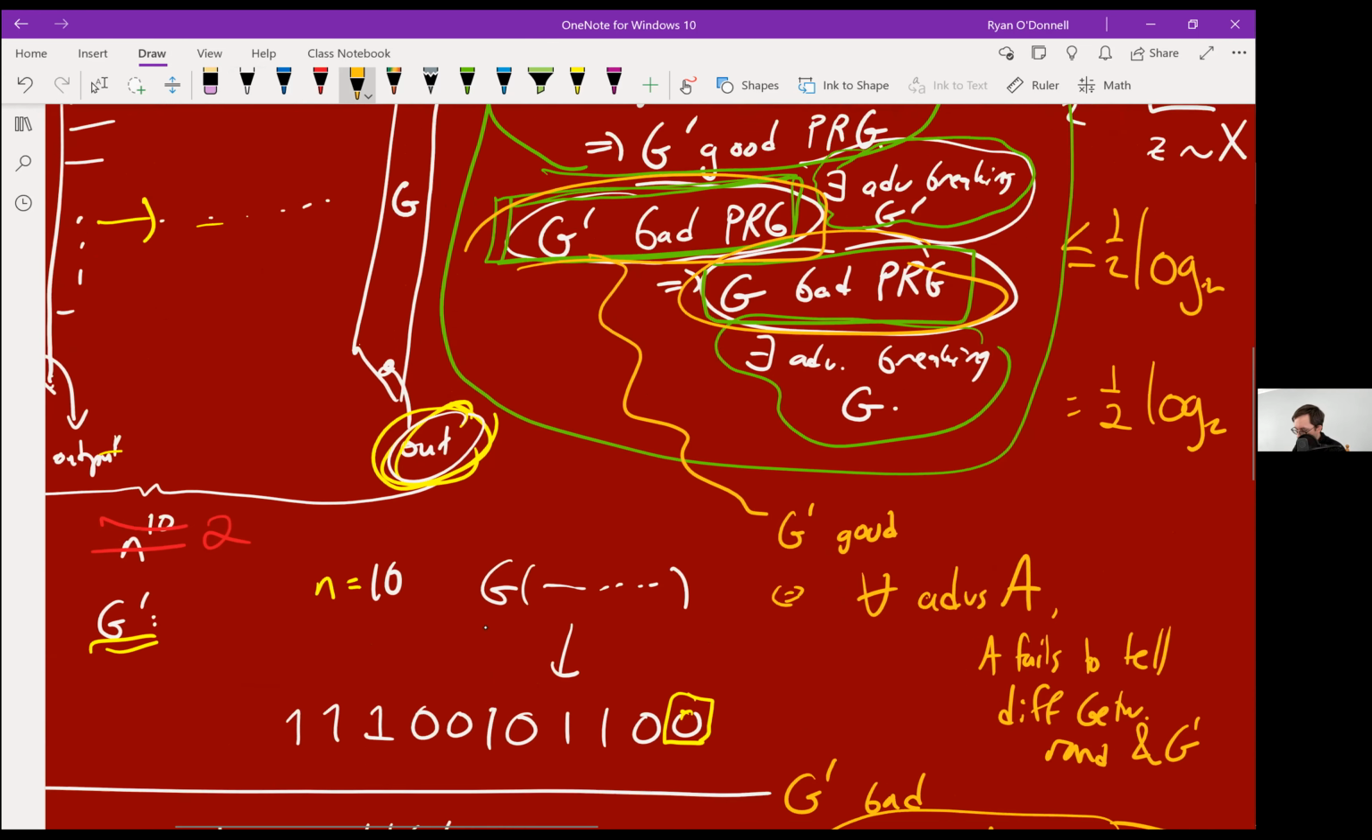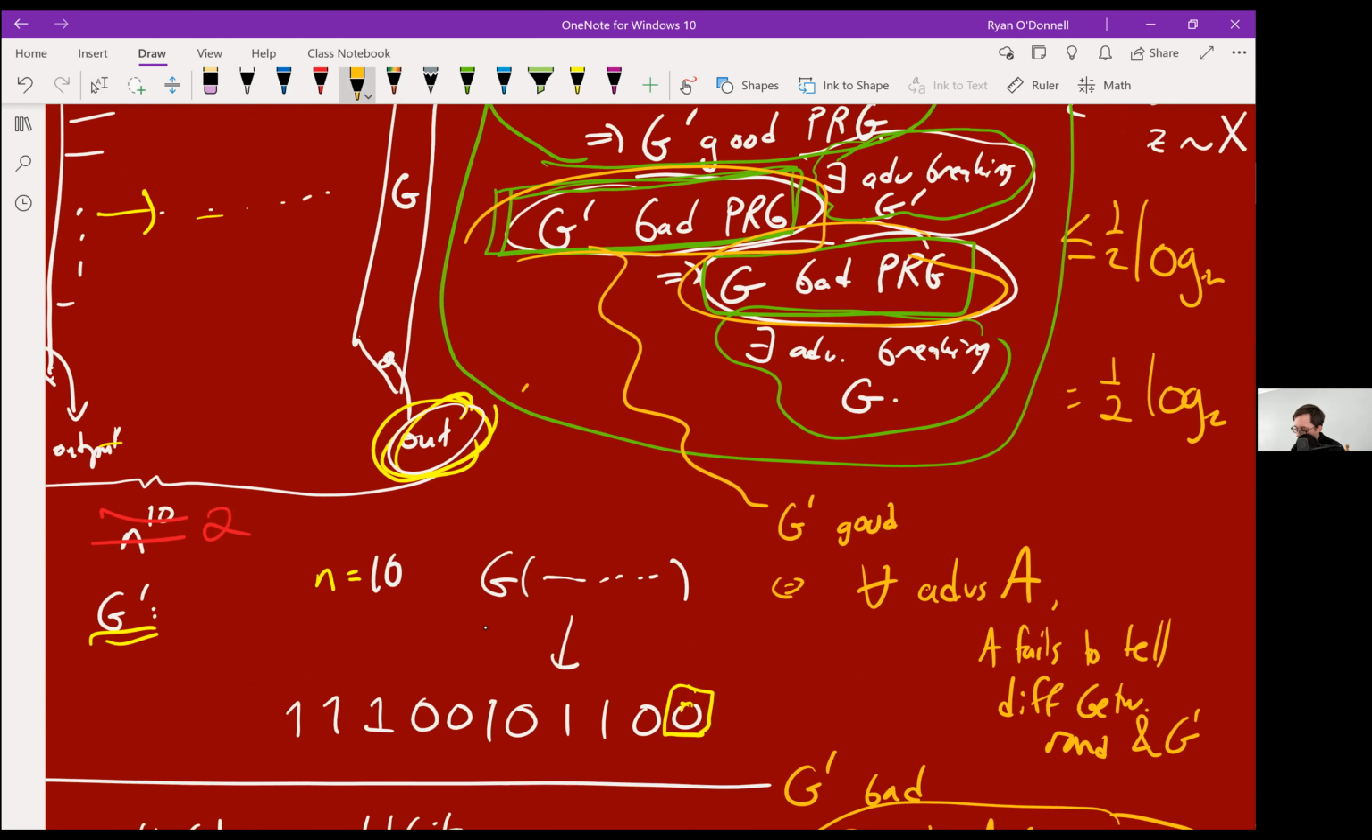Oh, that can break, oh, I see. Sorry, I think I got it wrong. Okay. Yeah, that makes sense. So we're saying that there's some adversary that can break G prime, and now we want to see how we can use that to break G. Okay, that makes sense. Yeah. All right. Sorry, I think I was just a little confused.